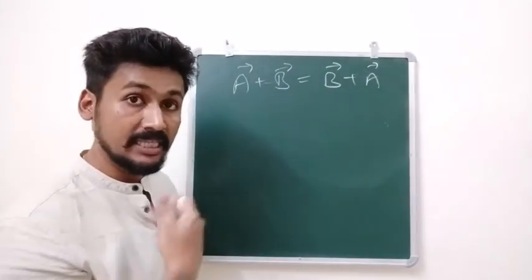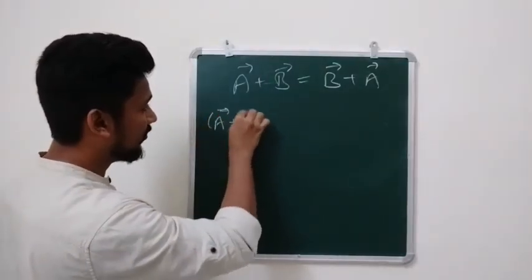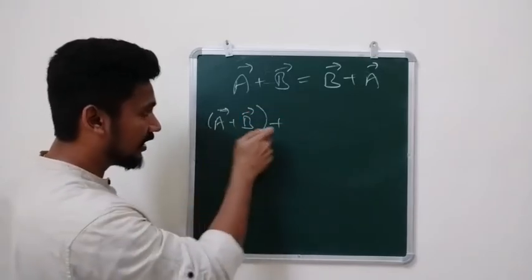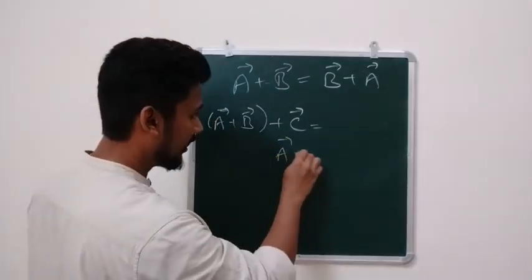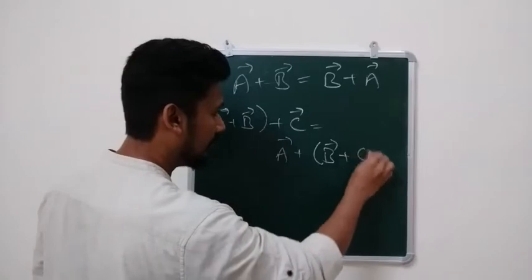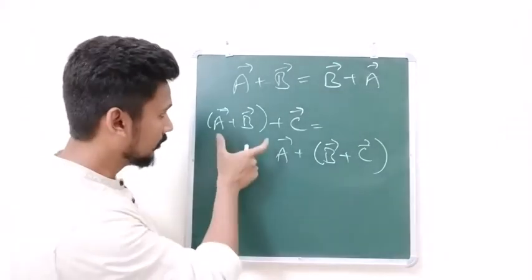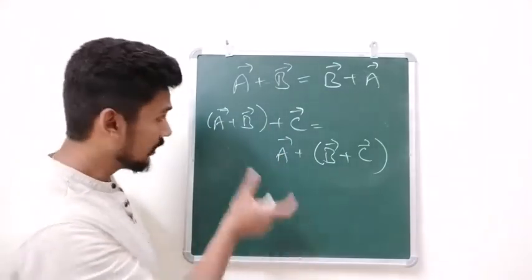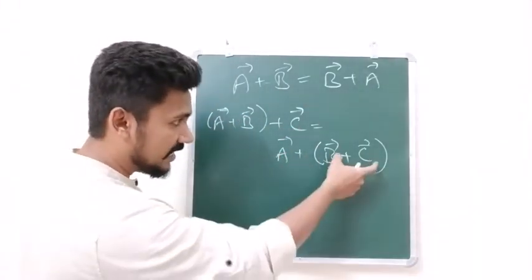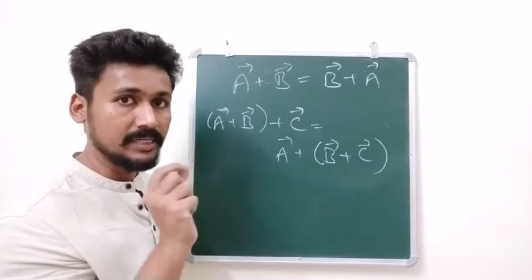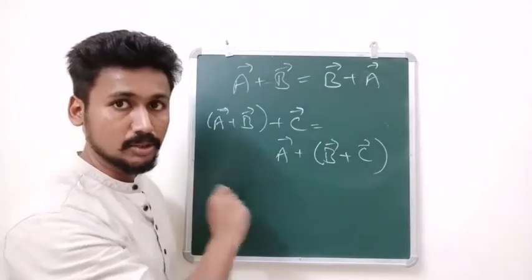Now let us say we have three vectors such that if we have vector A plus vector B, and this we are adding to another vector C. So this will be equal to vector A plus vector B plus vector C. Okay, so this is called the associative property. So it doesn't matter how you are adding them. That is, let us say first you add A and B and then you add to C, or first you add B and C and that is added to A. The result will be the same. So the addition of vectors is commutative as well as associative.